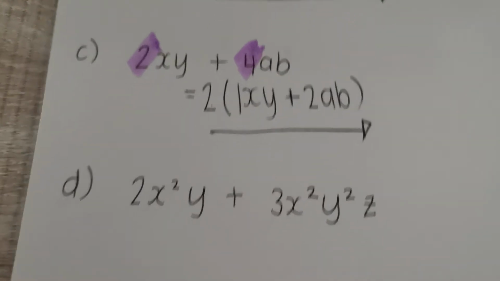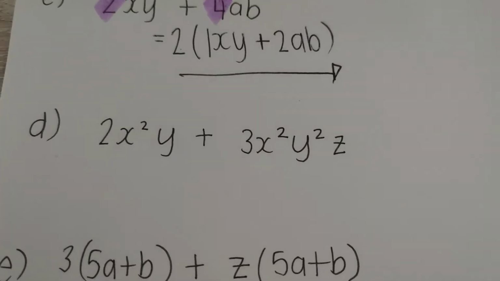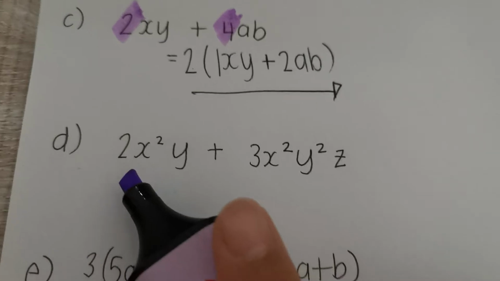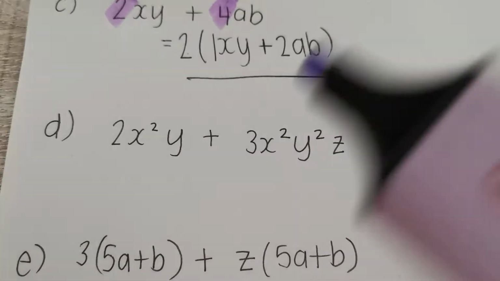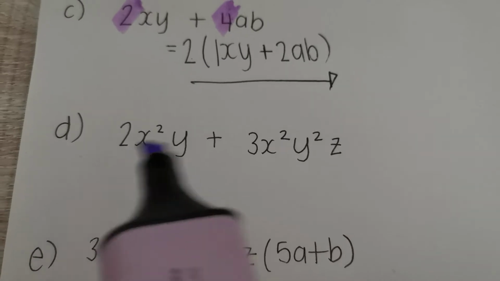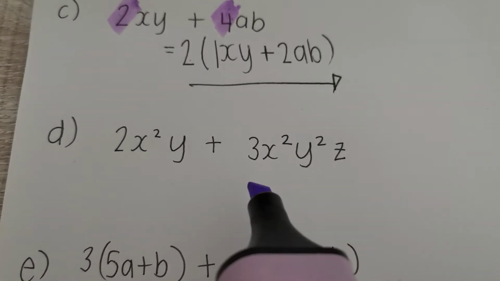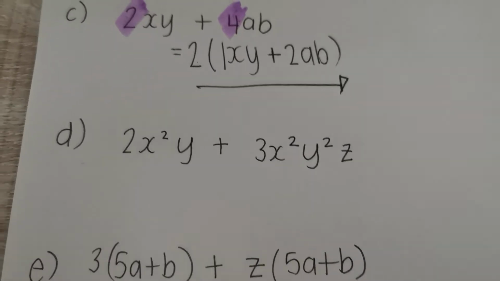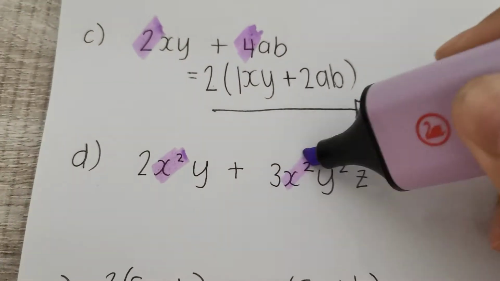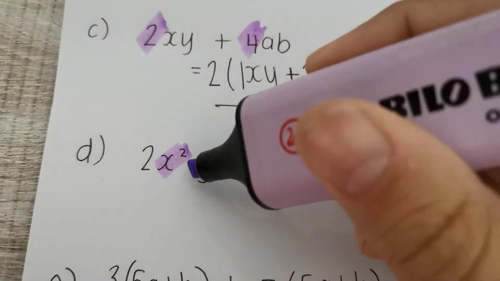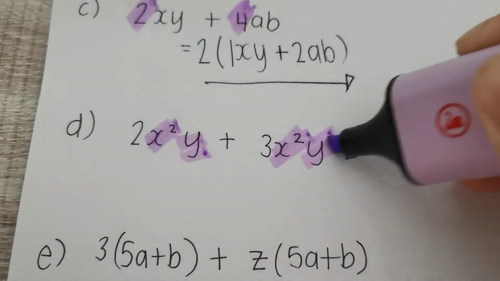Okay, let's continue. This one over here, let's look at what's common. With regards to the signs, this side is positive, positive, so we're okay. We can't take out anything there. With the numbers, I got a 2 and I got a 3. Can't take out anything there. Can you see this one here has an x squared? Can you see this one has a y?